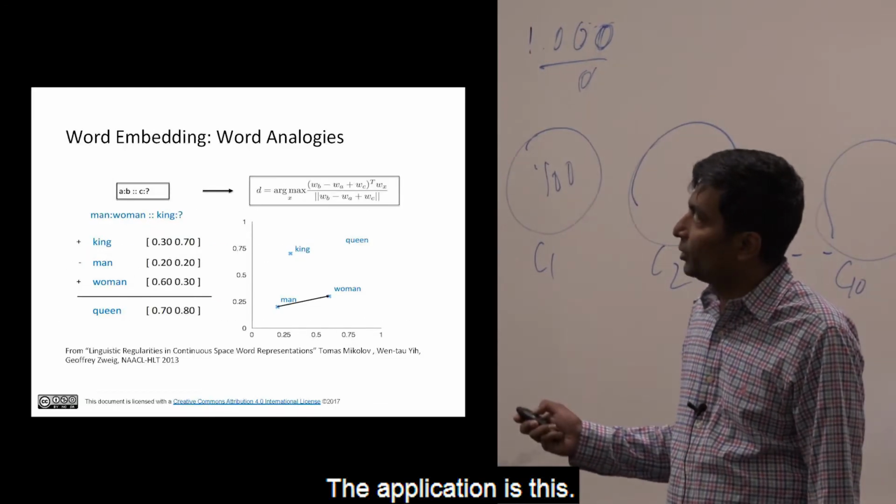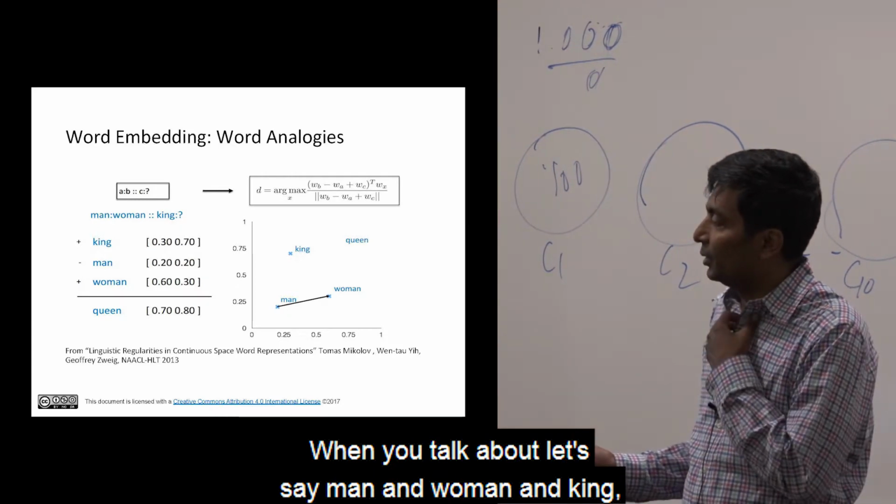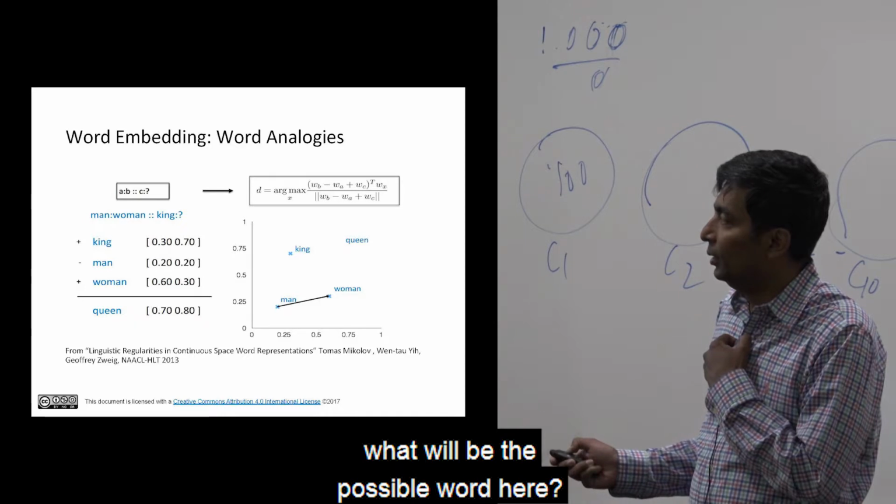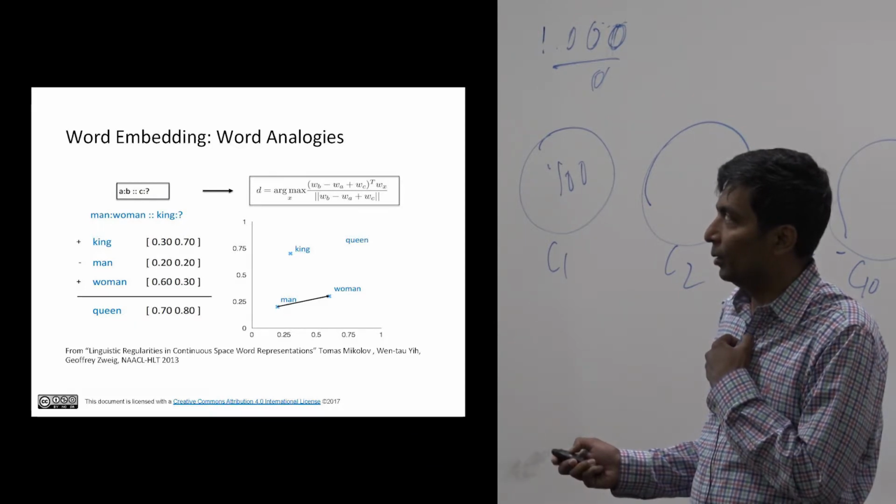So now what is the application of this? The application is this. When you talk about, let's say, man and woman and king, what will be the possible word here?